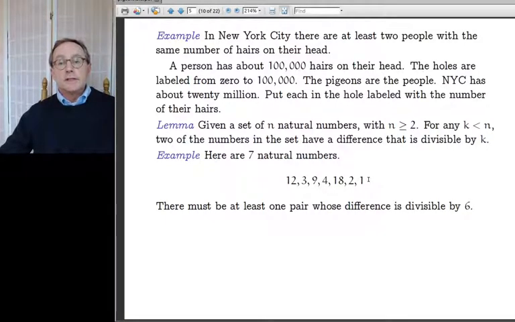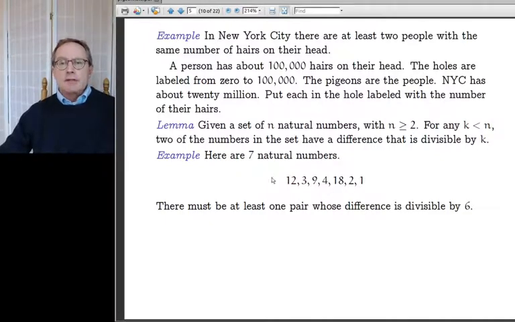that's divisible by 6. So a person would go through and say, well, let's see, 12 minus 3 is 9, so that's not divisible by 6. And 3 minus 9 is negative 6. Okay, negative 6, so that's divisible by 6. So maybe we'll adjust one of these and bump the 3 up to a 4. It doesn't matter what you do.